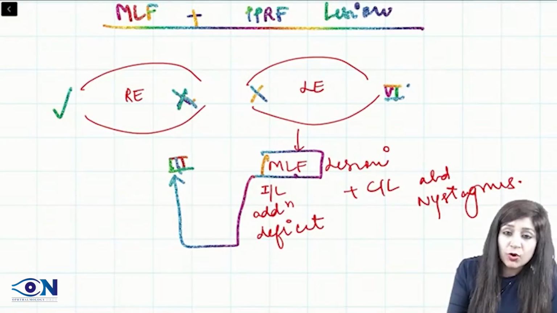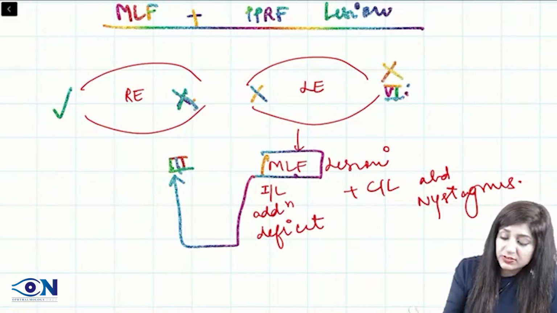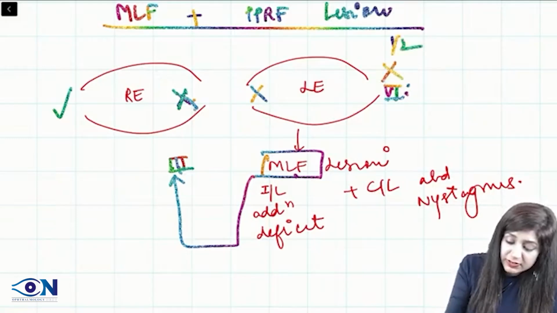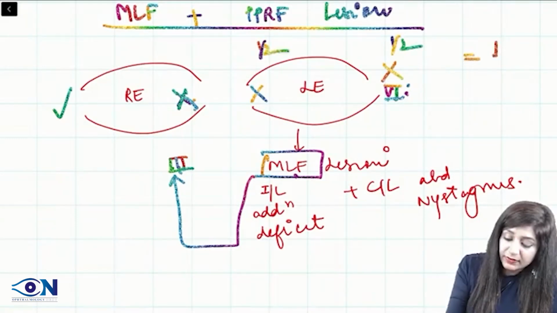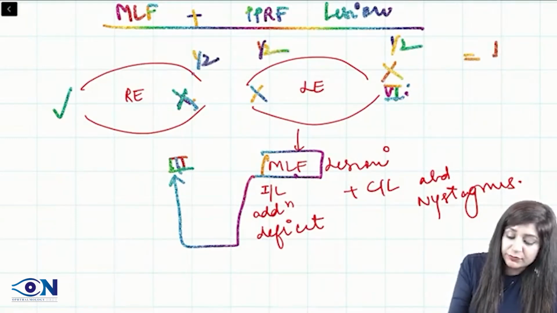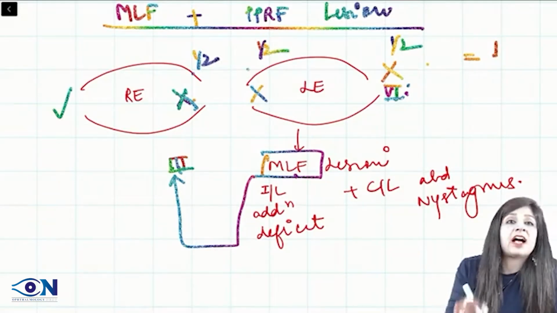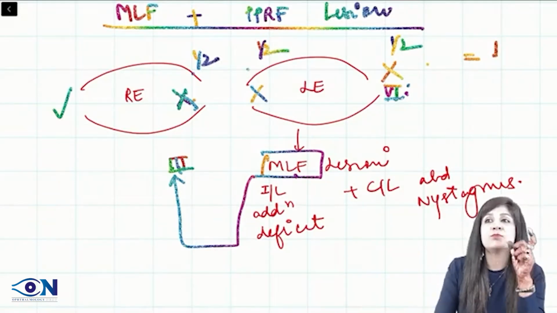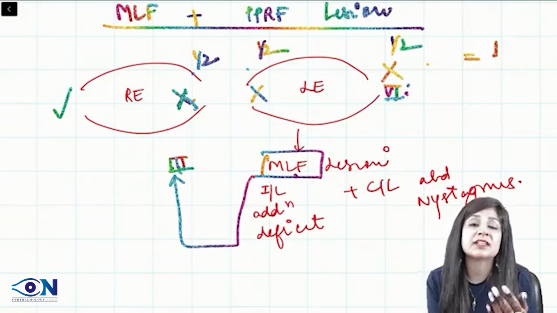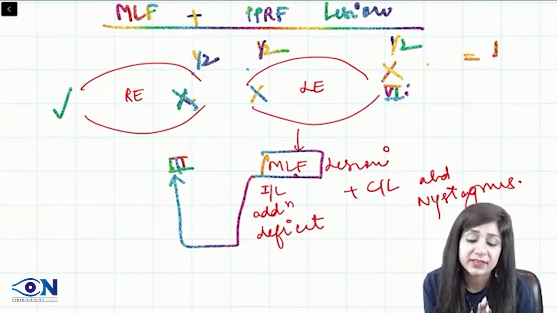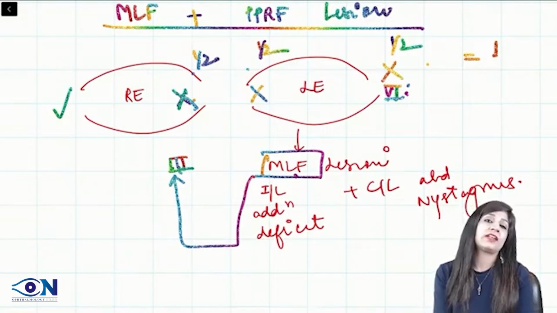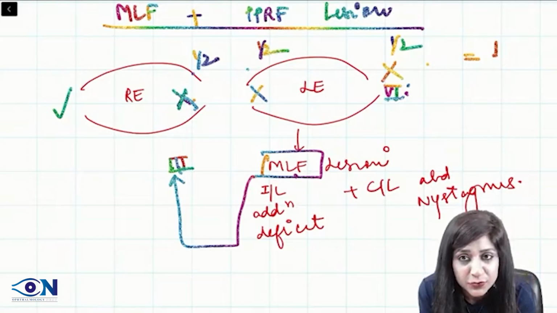So this has also gone due to the PPRF. Now this is gone. So this is half, that will be equal to 1, plus this is also gone. So this is half. Therefore, it is 1.5 syndrome. The only movement which is possible is the abduction with the other side. That is called 1.5 syndrome.